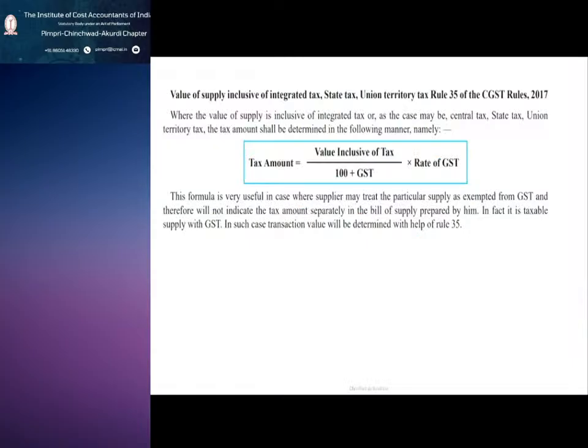This is rule 35. Suppose you get a notification from the department that for this product you are not charging the GST. Then we have to say, as per rule 35, the price is including GST and the GST amount is so and so, and then you need to pay by calculating in this way and pay the GST to the department. So the price including GST amount we have to consider.